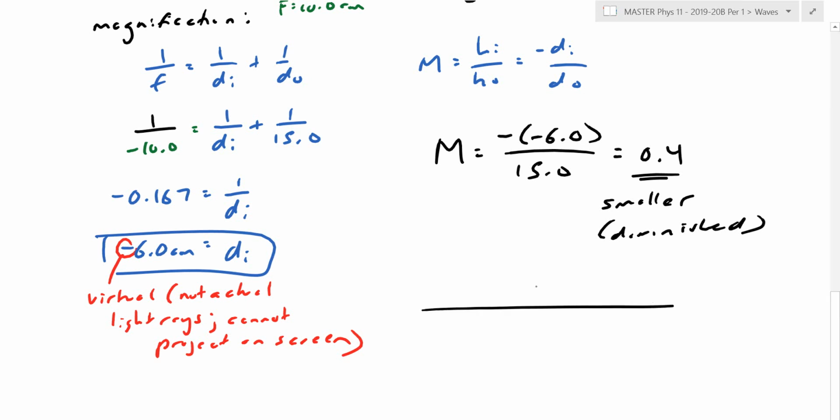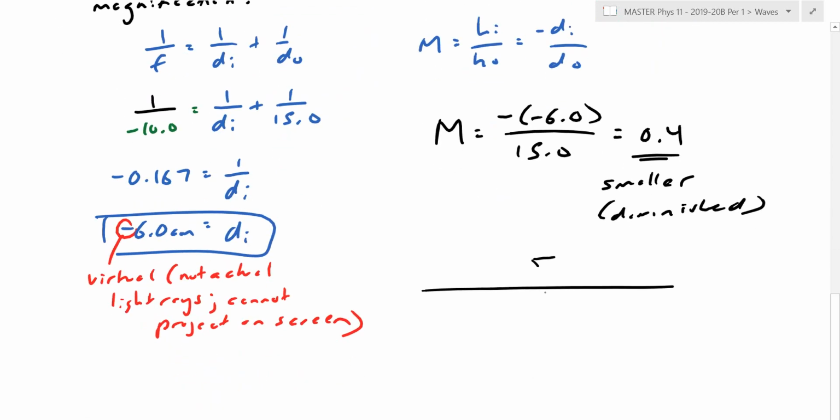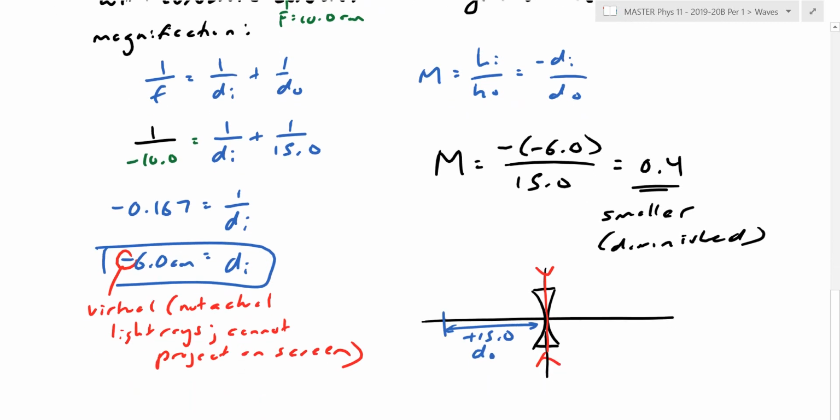So we have a principal axis. We have a diverging lens. So we already said diverging should be concave on both sides, a biconcave lens. Again, symbol-wise, you typically do an inward pointing arrow. That's the symbol for diverging. I'm going to have my object distance placed at 15. So I'm going to be 15 positive away. So that's going to be DO.